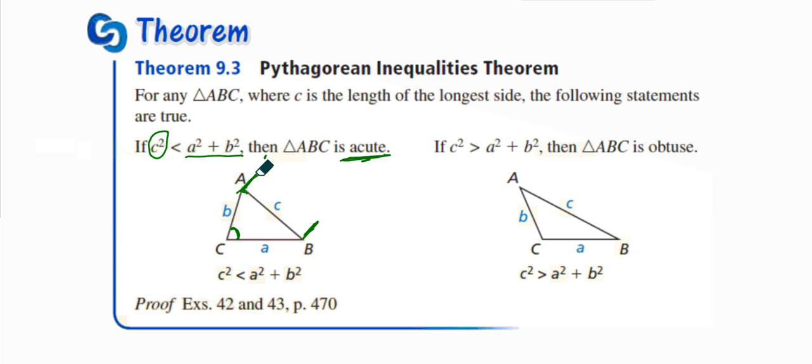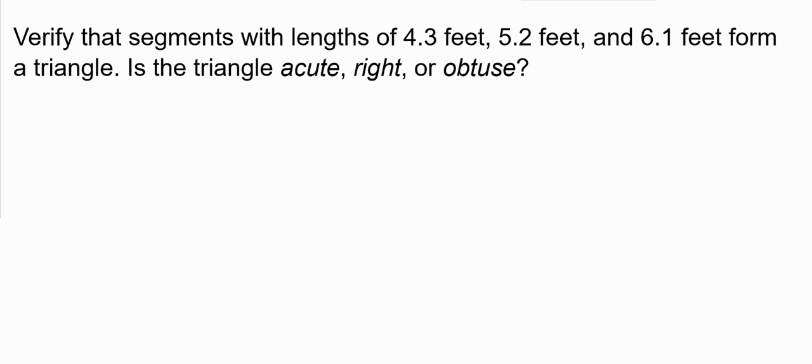On the other side of the spectrum, if our c squared is larger than what it would be for a right triangle, that means this c angle here got larger, because this is a larger length. So this length is larger than it would be for a right triangle. So then we must have an obtuse triangle where c would be our obtuse angle. Okay, so our examples would look like this.